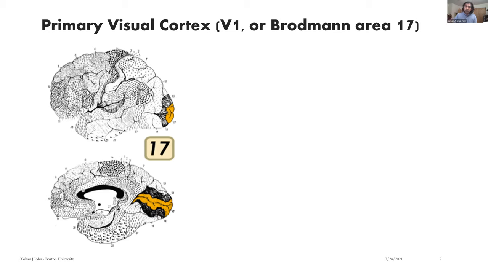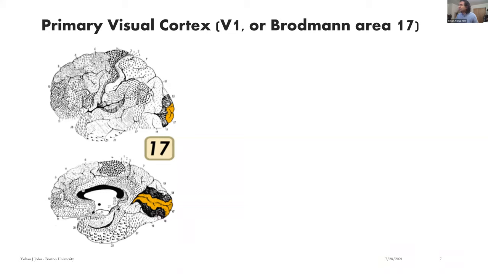In fact, this is Corbinian Brodmann's map from 1905, colored. And there's this phrase I like: the primary visual cortex is along the banks of the Calcarine fissure. It's a very geographical way of describing it.